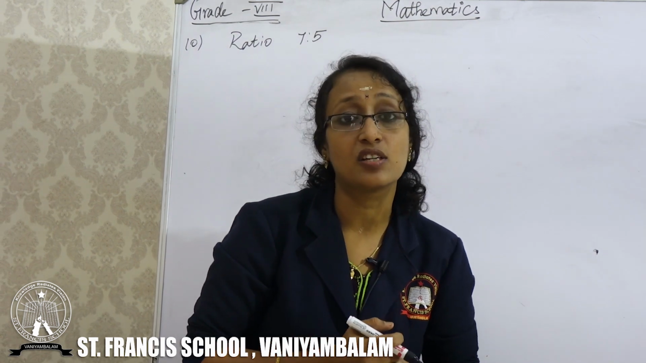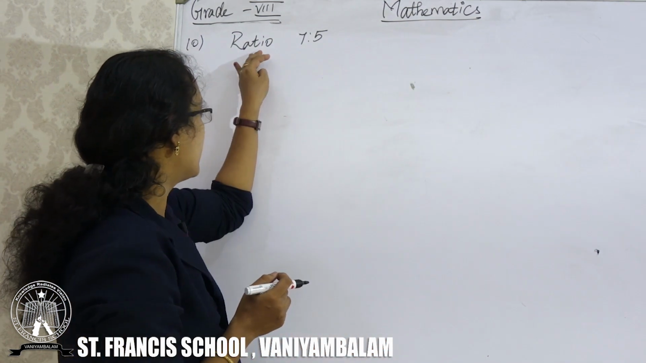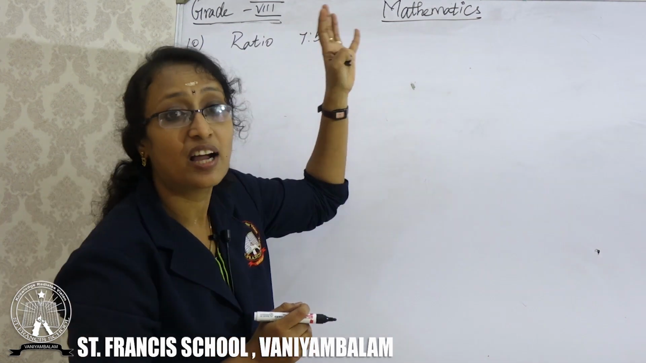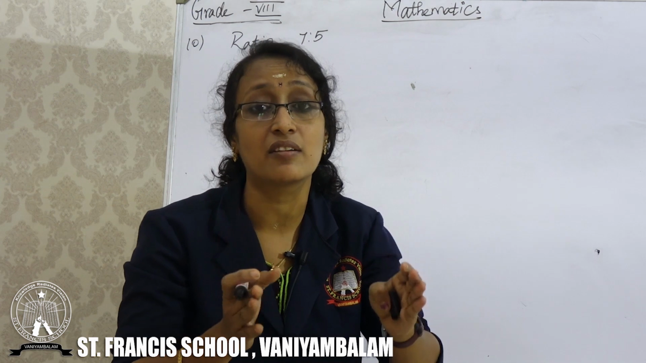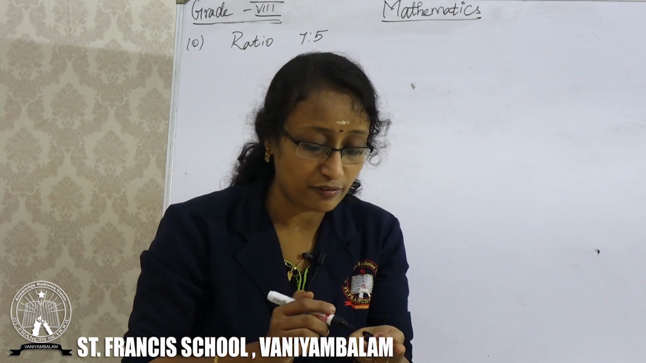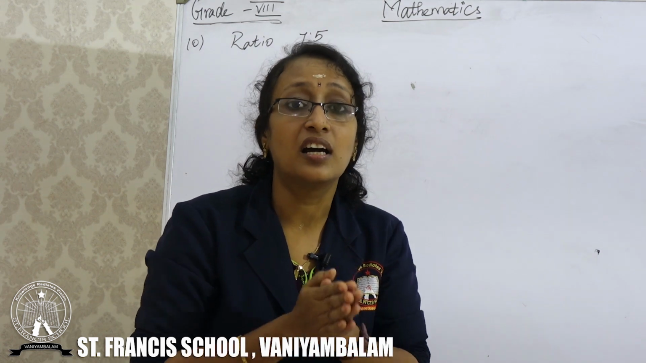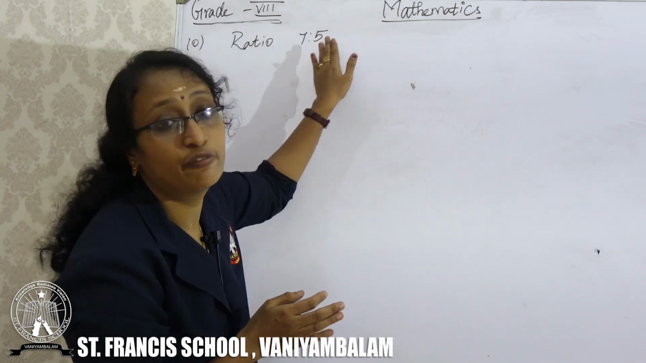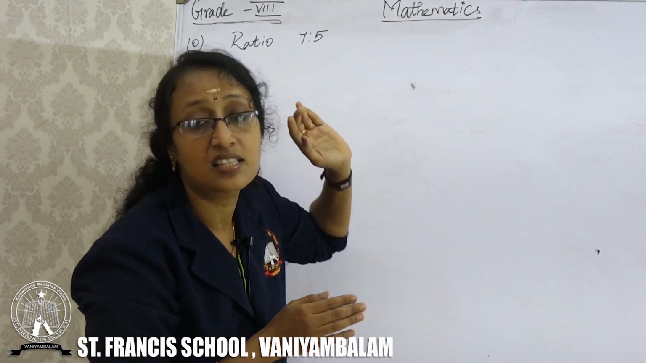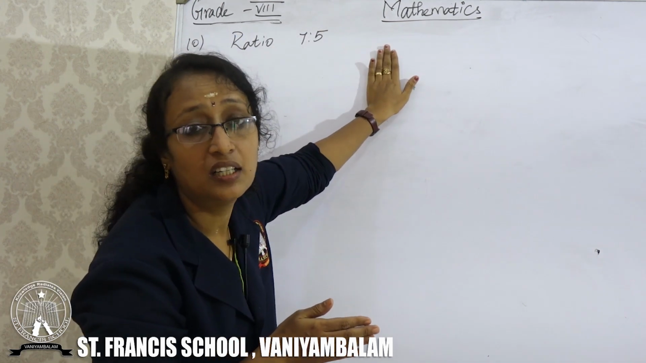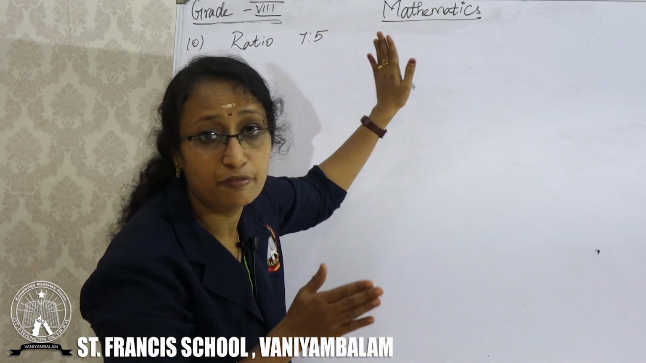It is given ratio, number of boys is 7 times, so what will be the number of girls? 5 times. It is not that 7 and 5 are the number of boys and number of girls. Children, listen carefully. This is not your strength of the boys and girls. It is the ratio of boys and girls in the class. Ratio means if the number of boys is 7 times, then the number of girls will be 5 times.